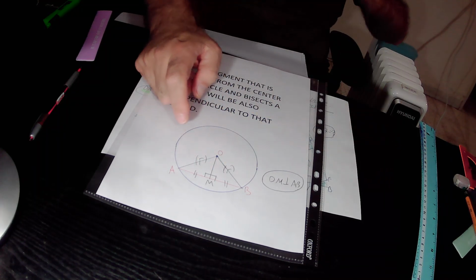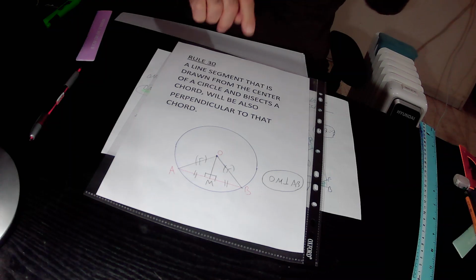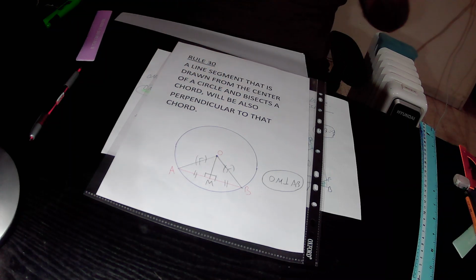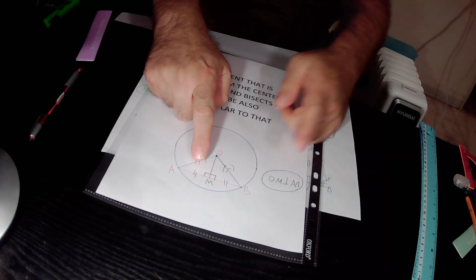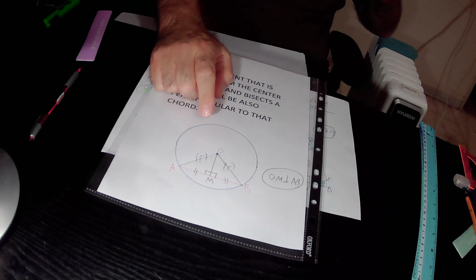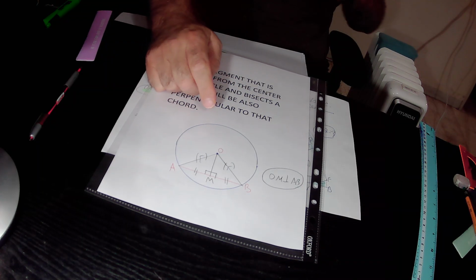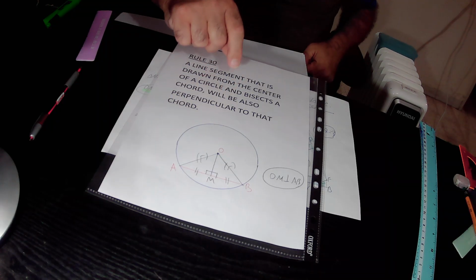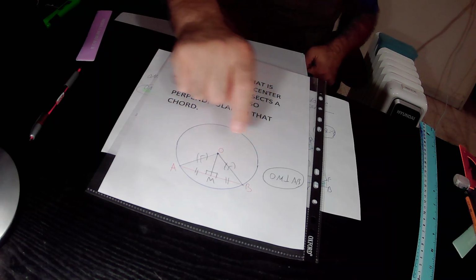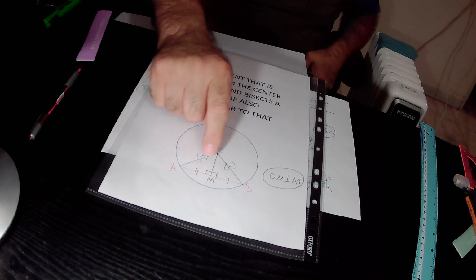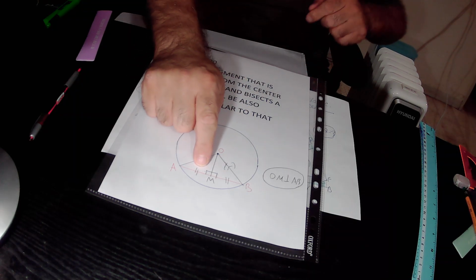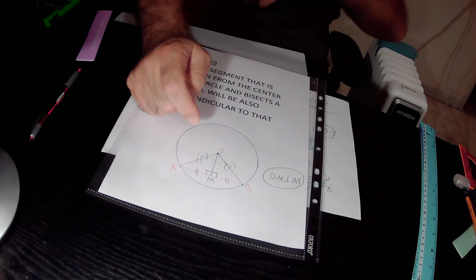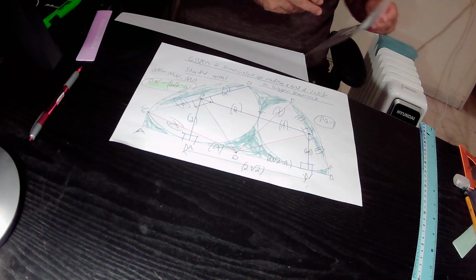So we prove here that whenever you have a line segment from the center of the circle that bisects the chord, it must also be perpendicular to that chord. We prove that those two angles are both right angles. According to Rule 30, whenever you have a line segment from the center of the circle that bisects a chord, then the line segment OM must also be perpendicular to that chord. OM is perpendicular to AB. It means that this angle equals 90 degrees, and this angle also equals 90 degrees according to Rule 30. So we can actually implement Rule 30 in our drawing.